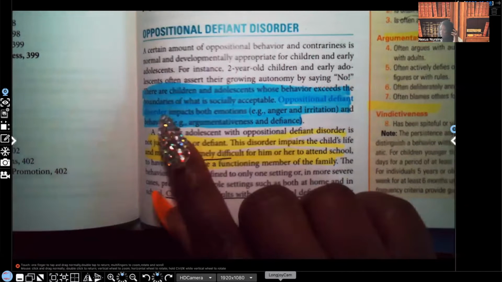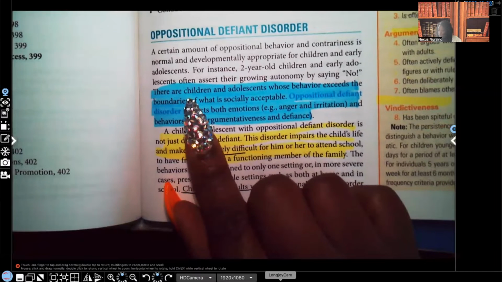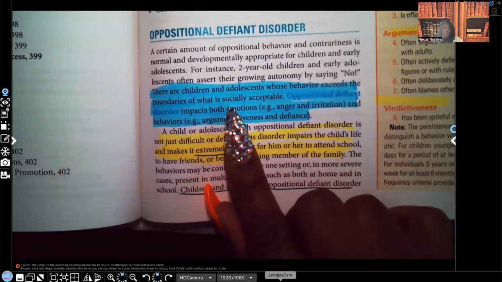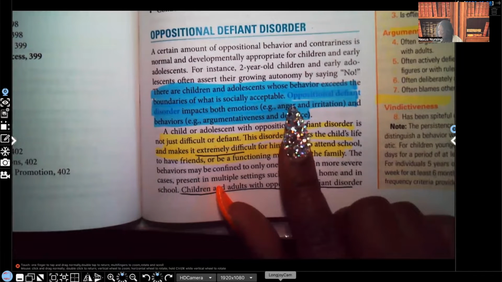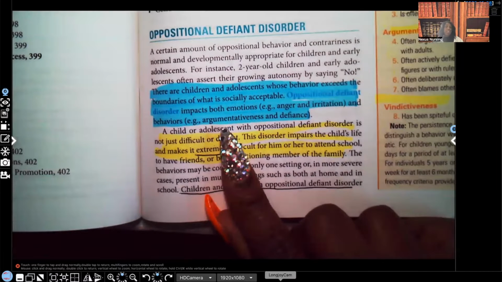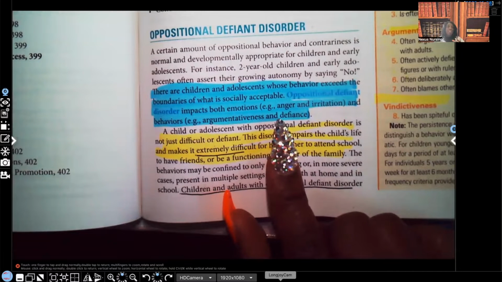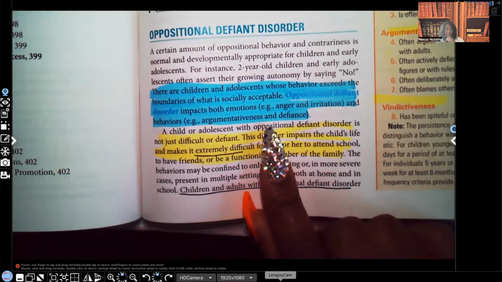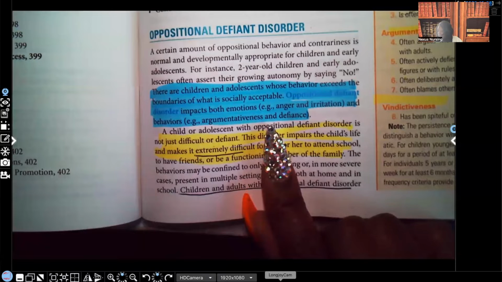So, oppositional defiant disorder, look what it says. There are children and adolescents whose behavior surpasses the boundaries of what is socially acceptable. Oppositional defiant disorder impacts both emotions such as anger and irritation and behaviors such as argumentative and defiance. So the child may have these emotions such as irritation, but they may not act on it. When it comes to ODD, not only does the patient have those strong emotions such as anger and irritation, they actually act out on it, such as being argumentative and defiant.